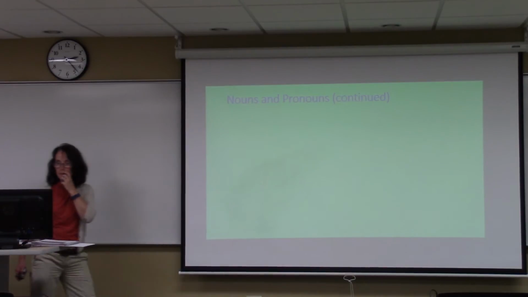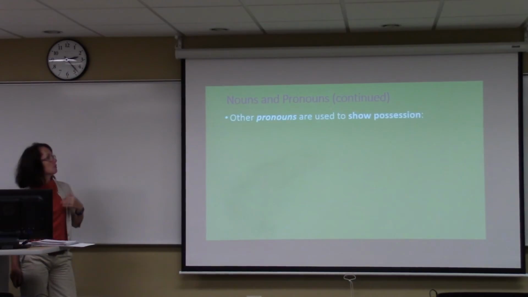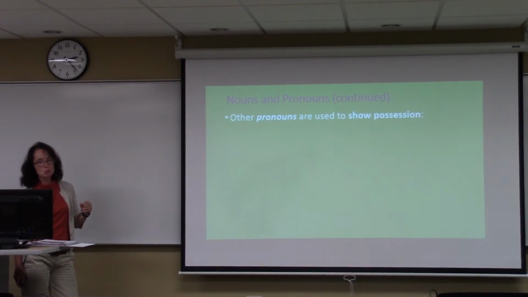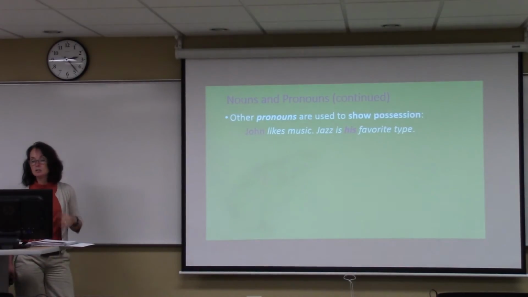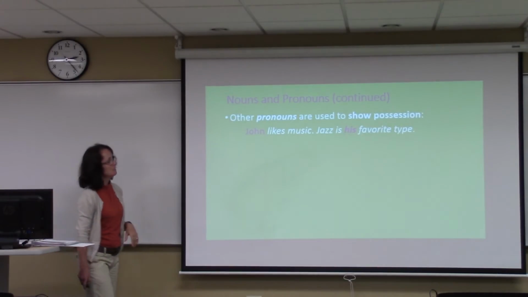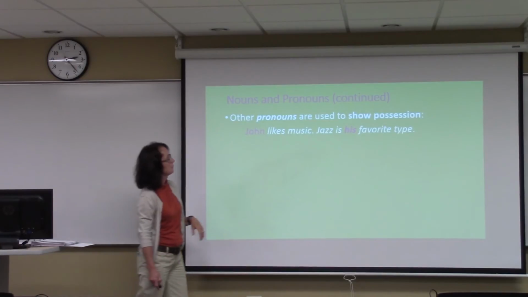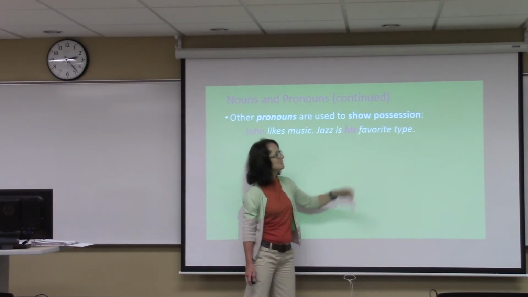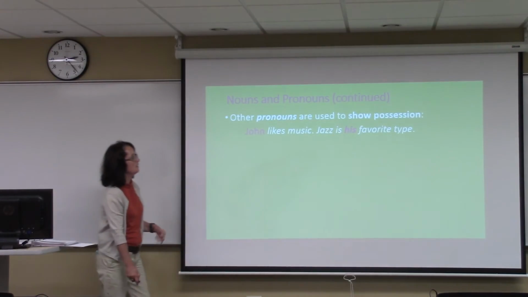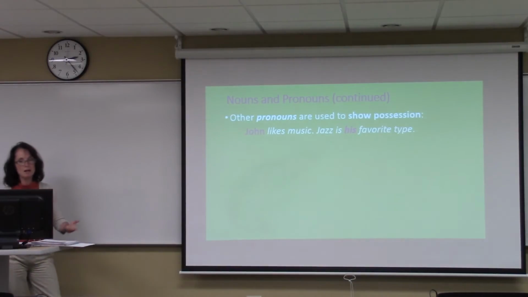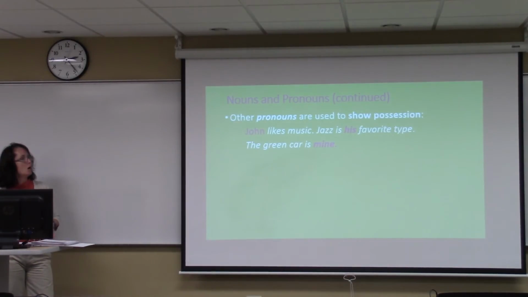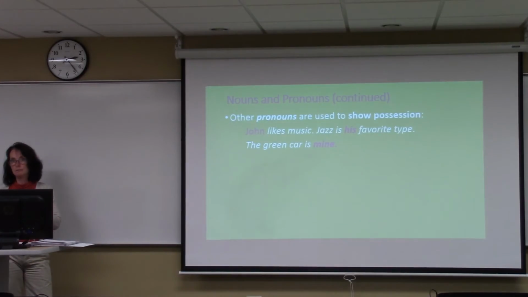Other pronouns are used to show possession. John likes music. Jazz is his favorite type. So this is showing possession. It's his favorite type, John's favorite type. The green car is mine. I possess the green car. That's what it's explaining there.